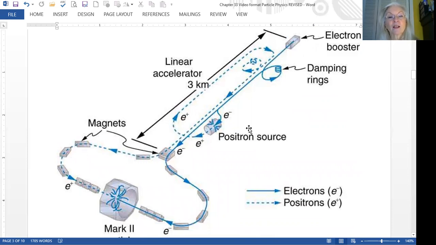Looks like we're accelerating positrons and maybe electrons. So here's an electron. Yes, positrons on the left, electrons on the right. And the end result is that you have a collision that has greater energy because it's a head-on collision.